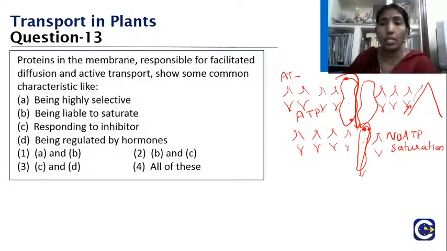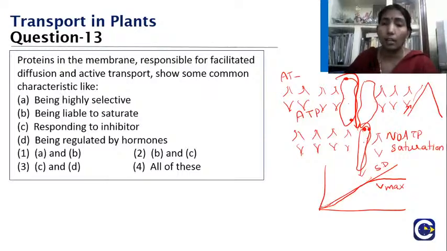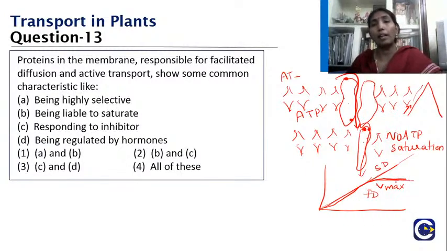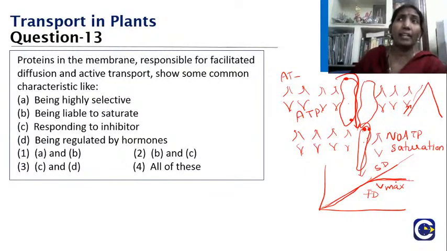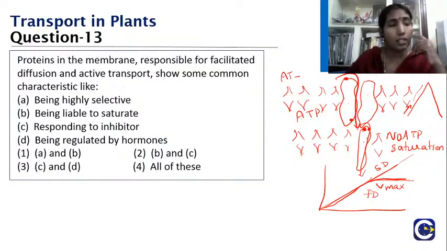That is why, when you compare simple diffusion with facilitated diffusion, after some time it will attain what is called the Vmax. This is with simple diffusion: as long as the concentration of the substance increases, the rate of diffusion will increase. It is linear. But in facilitated diffusion, after some time they will attain saturation, what we call Vmax, because after that there will be no carrier proteins to transport these substances. The saturation will be there. So that is the main thing.